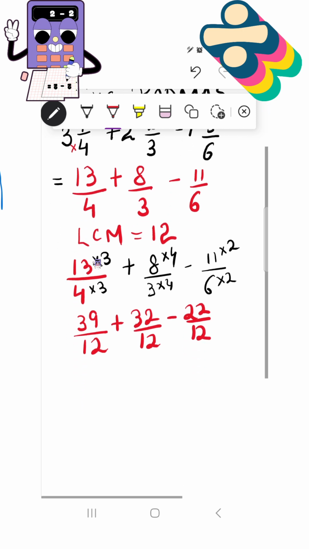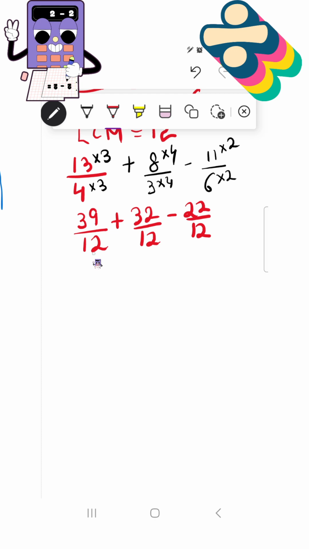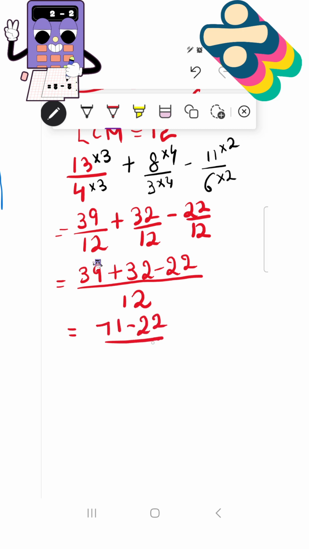Now you can see your denominator is the same. You can add and subtract in the numerator. So make it a single fraction first, over 12. Now 39 plus 32 is 71 minus 22 over 12 equals, when you subtract, 49 by 12. Now it's an improper fraction, so you can write it as a mixed fraction. So it will be 4 whole number 1 by 12. You can check your answer by multiplying 4 with 12, 48 plus 1, that is 49 by 12. I hope it's clear to you.